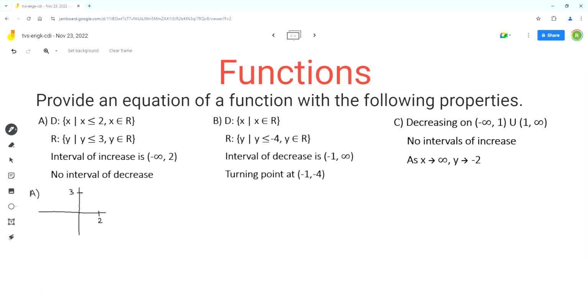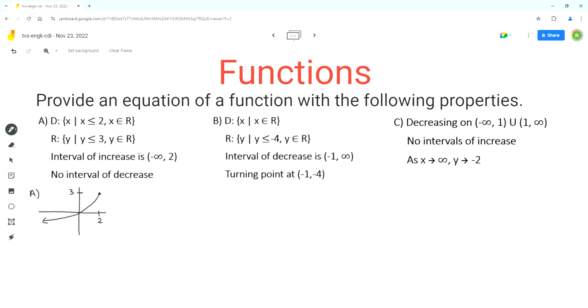So this function can be a square root function because a square root function can only have an interval of increase or decrease and not both. So a possible sketch for this function is, it starts at (2, 3) and goes down on the left side. So this can be the possible graph for this function. Now we can write the equation for this function.